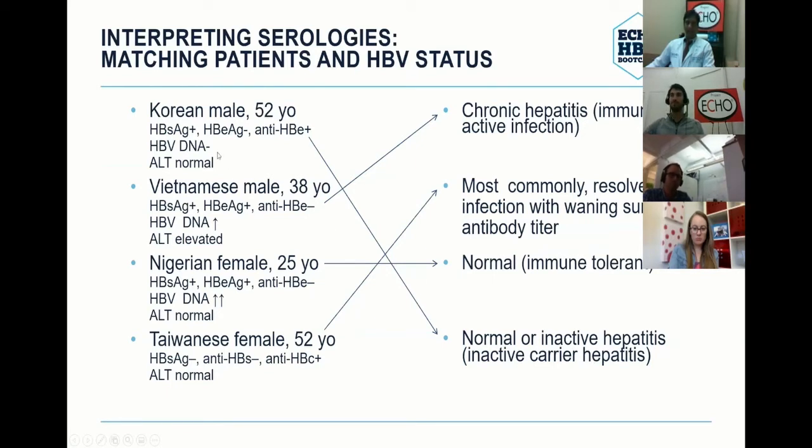So again, ALT being normal tells us that there is no activity, at least no inflammation within the liver, although this is not a very good test to test for inflammation. And DNA being undetectable or in low titers tells us that the immunity is basically controlling it, okay? So this is an inactive carrier patient.